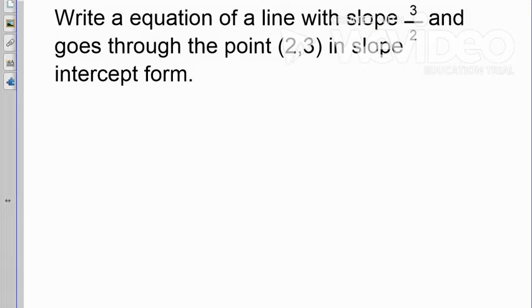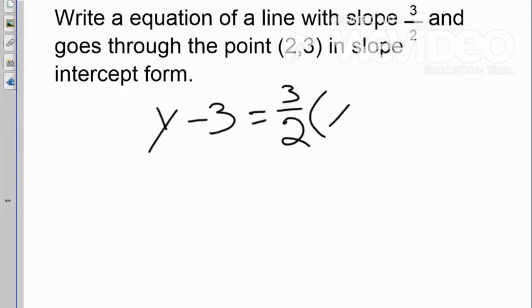So write an equation of a line with a slope of 3/2 that goes through the point 2, 3 in slope-intercept form. So now this is being able to use point-slope form to get slope-intercept form, okay? So we're going to start by writing it in point-slope form. So it's going to be y minus 3 is equal to 3 halves times x minus 2. Now, to get it to slope-intercept form, okay, we need to solve it for which variable?